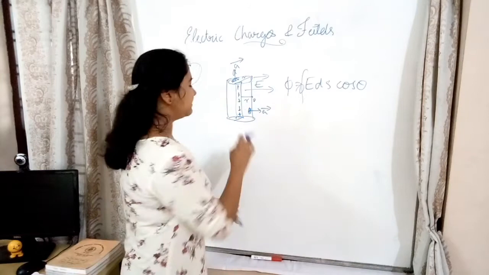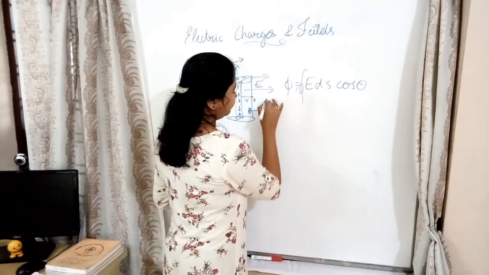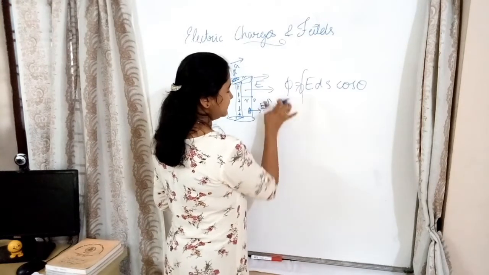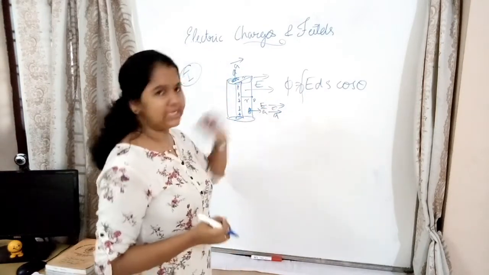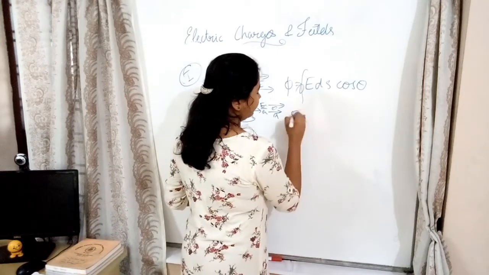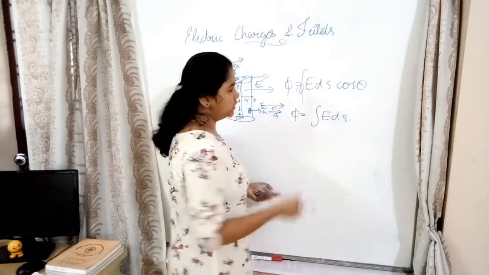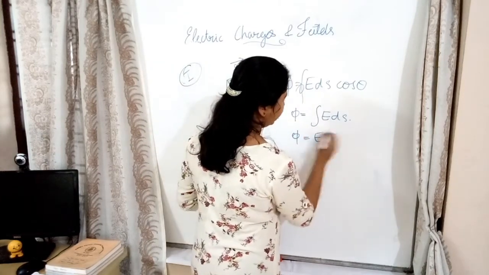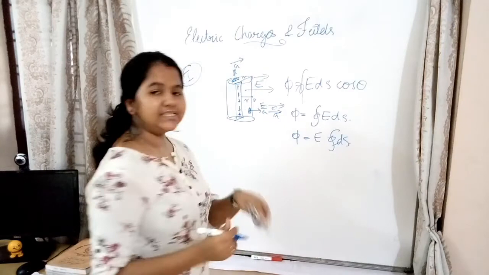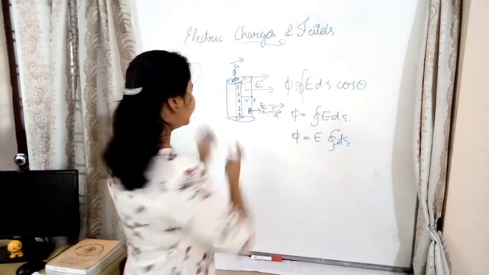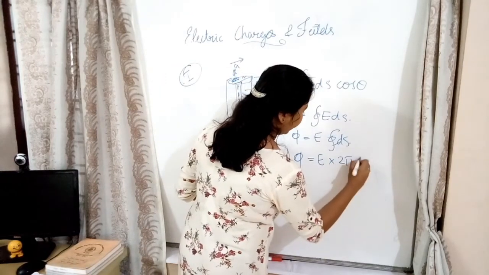So next is the area vector on the curved surface area. For this, the angle made by A and E is 0 degrees, since they are parallel. So phi is equal to the integral of E ds, because cos theta is 1. So phi is equal to E times the closed integral of ds. What is the closed integral of ds for the cylinder? That is its curved surface area, so E into 2 pi r L.